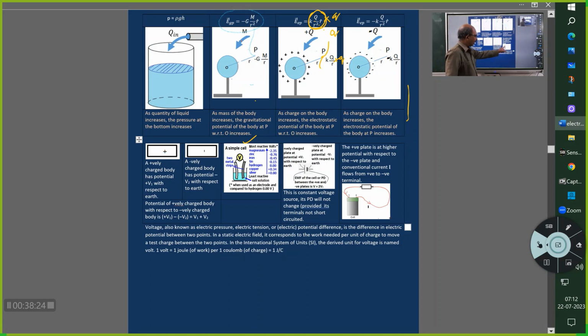Now, you can see that one point is at higher potential, one point is at a lower potential. Now, if you take an ordinary battery cell, it is written as 1.5 volts. Correct? Now, what does that 1.5 volts signify? The potential difference between the positive and the negative terminal is 1.5. Excellent, excellent. Thank you so much.